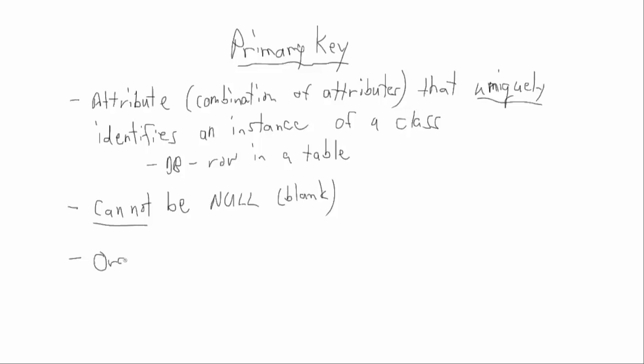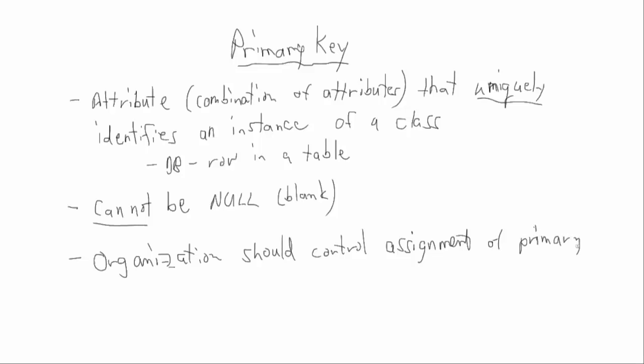And the organization should control the assignment of the primary key. So we as a company should be able to assign the primary key to whatever classes are in our business process. We don't want to be restricted by things that might change on the other end. A customer may change their name. Customer may change their mailing address. Customer may move to a different state. So we want to have control over how we identify that customer. So we use something like a customer number.